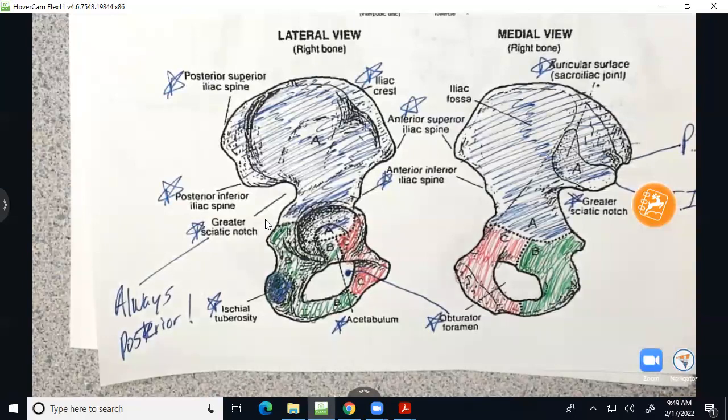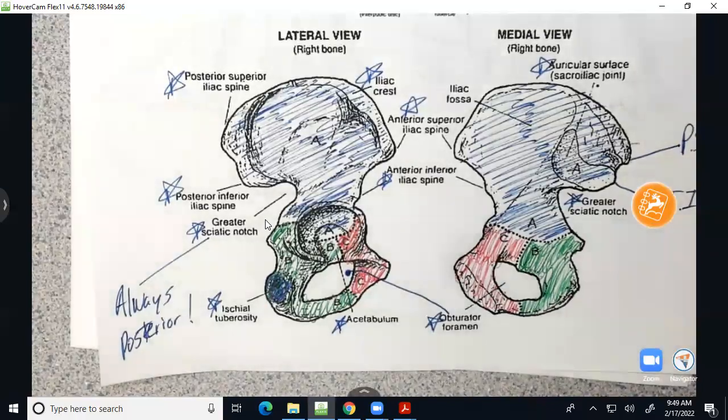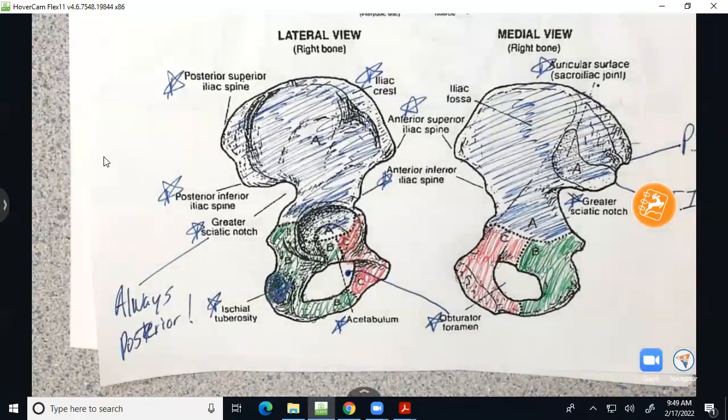Now there's a lot of other structures that I couldn't really get into. I'm not going to really worry about those, but there's a greater and a lesser sciatic notch. I'll just worry about the greater sciatic notch. There's some other stuff that aren't labeled here that I could draw on, but I'm not going to worry about those either. Okay, and if everybody's good with this slide, we'll jump ahead.